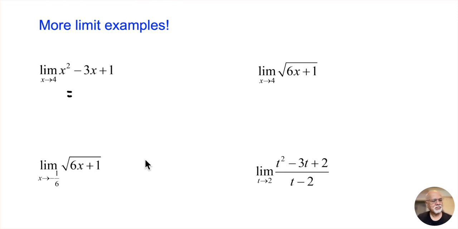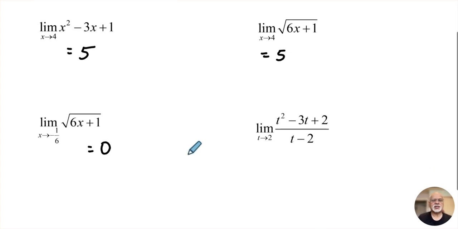All right, if you've returned, you should have found that this one is equal to 5 just by substituting 4 into that. Likewise, this one is also equal to 5 because it ends up being the square root of 24 plus 1, which is 25. Root of 25 is 5. This one works out to be negative 1 plus 1, so that's 0. Root of 0 is 0. And now this one requires some discussion.